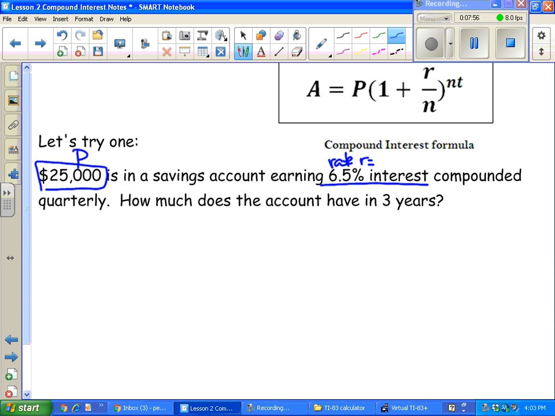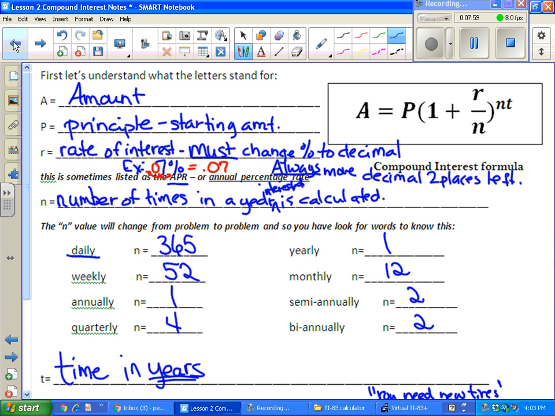But what did we say in our notes that we have to do with our R? The rate of interest must change to a decimal. Always move the decimal place 2 places to the left.